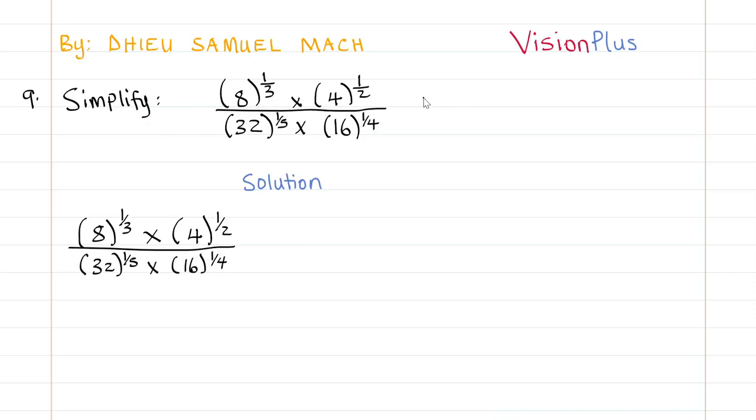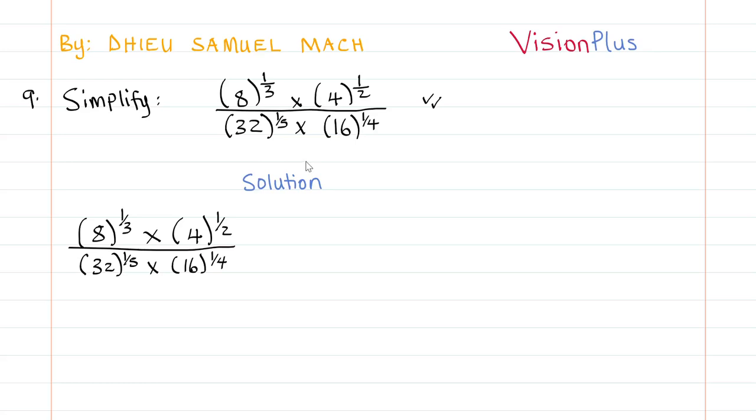Number 9 says simplify this given expression. If you look at this expression, we have numbers raised to powers. So this question is from indices. We have a number like here we have 8 to power 1 out of 3 and the rest of the numbers with their respective powers.